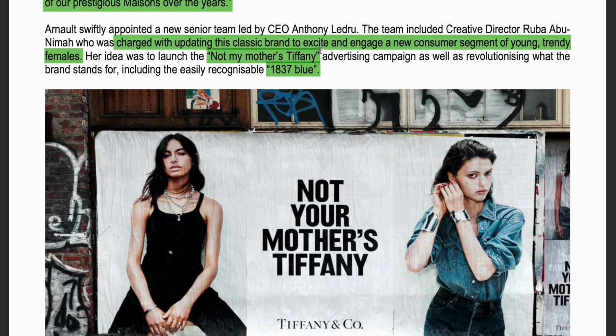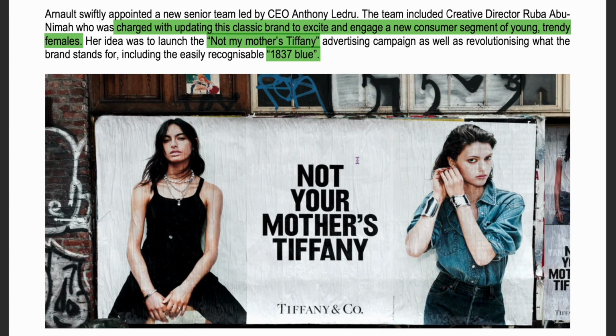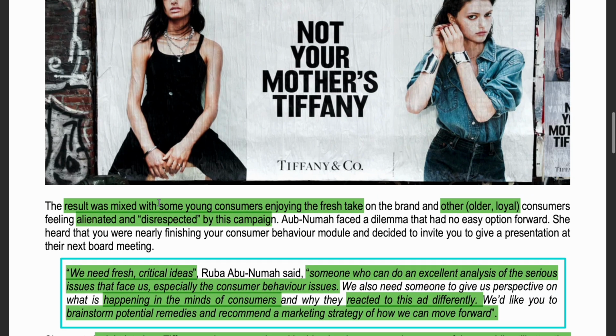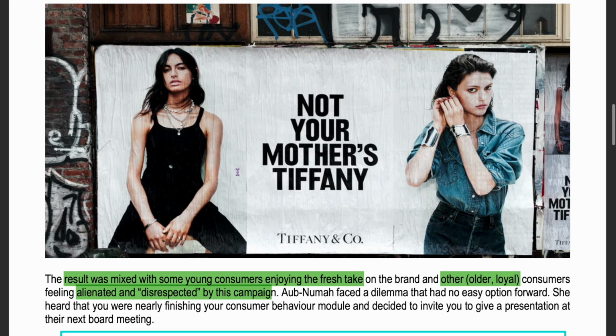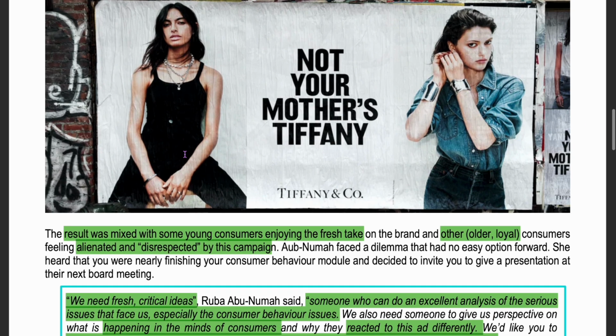So this was the campaign she launched as an advertising campaign, as well as revolutionizing what the brand stands for, including the easily recognizable 1837 blue. So this is the color of blue which Tiffany and Co uses. So she wanted to revolutionize everything. This is the campaign she did, Not Your Mother's Tiffany, and as you can see, there are young people who are using Tiffany. So this was the campaign.